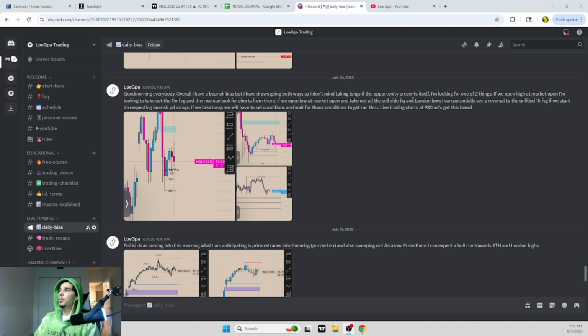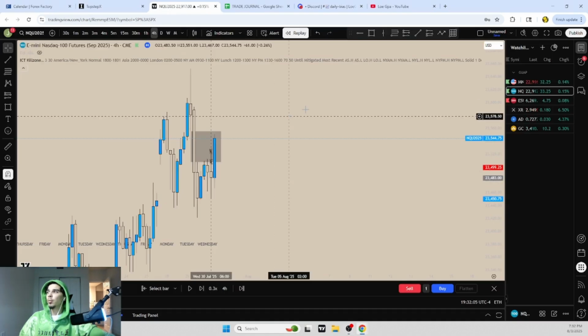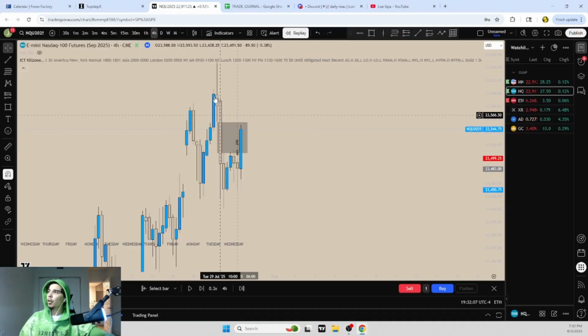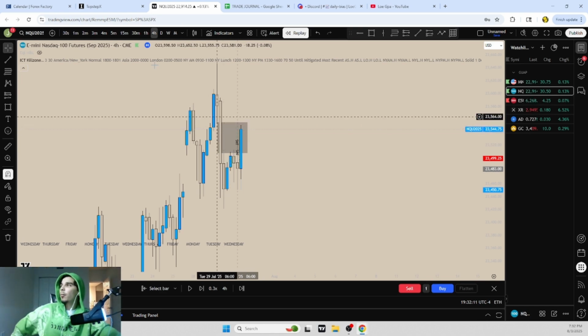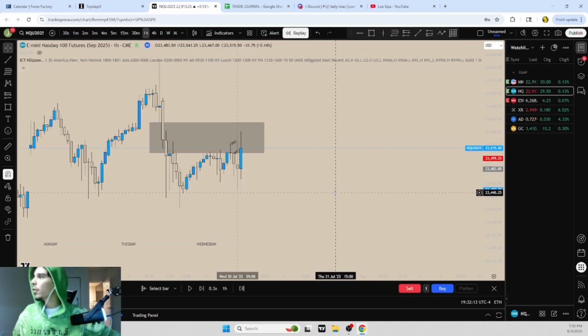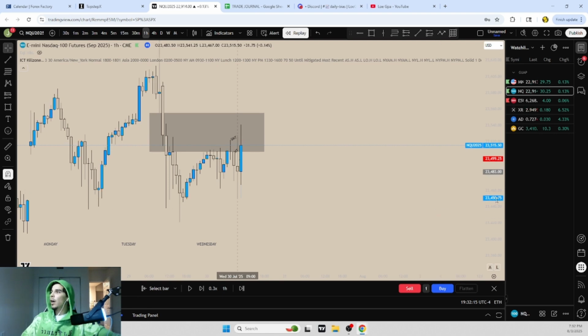If we start disrespecting bearish PD arrays, right? If we take longs, we will have 2 set conditions and wait for those conditions to get ran through or respected, right? Live trading starts at 9:30. Let's get this spread. So overall, I was bearish coming into this morning, right? Here's market open. Here's what it looked like. We had a 4-hour fair value gap right here that I have marked out in black. And then let's go down to the hourly. What else did we have? We had this hourly unfilled right here as well.